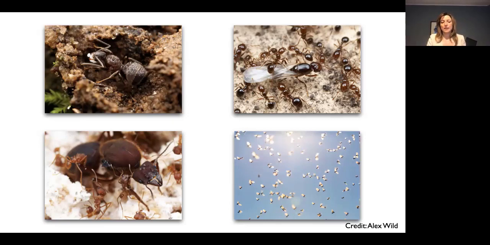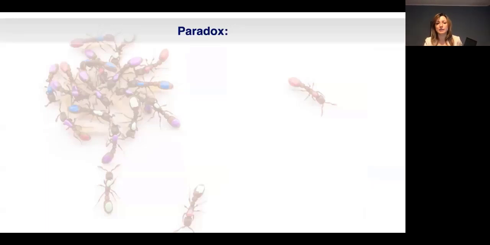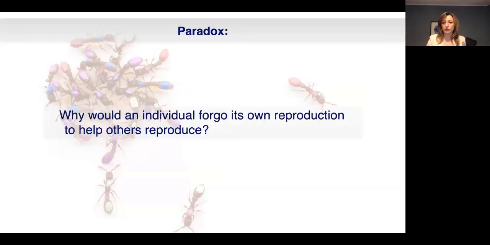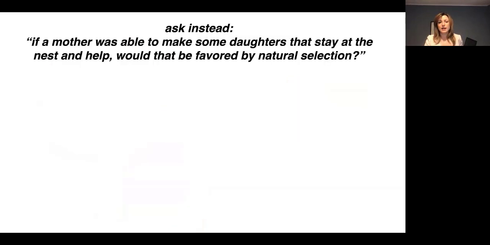So the interesting thing, why this is such a special type of social behavior, and E.O. Wilson termed it eusocial, is because you have this division of reproduction. They have a lot of sophisticated things going on, but the most important thing is a division of reproduction, meaning that there are some individuals that reproduce, the queen specifically in the case of ants, and many, many individuals that don't reproduce, all the worker daughters. And the paradox is, why would an individual forgo its own reproduction to help others reproduce?